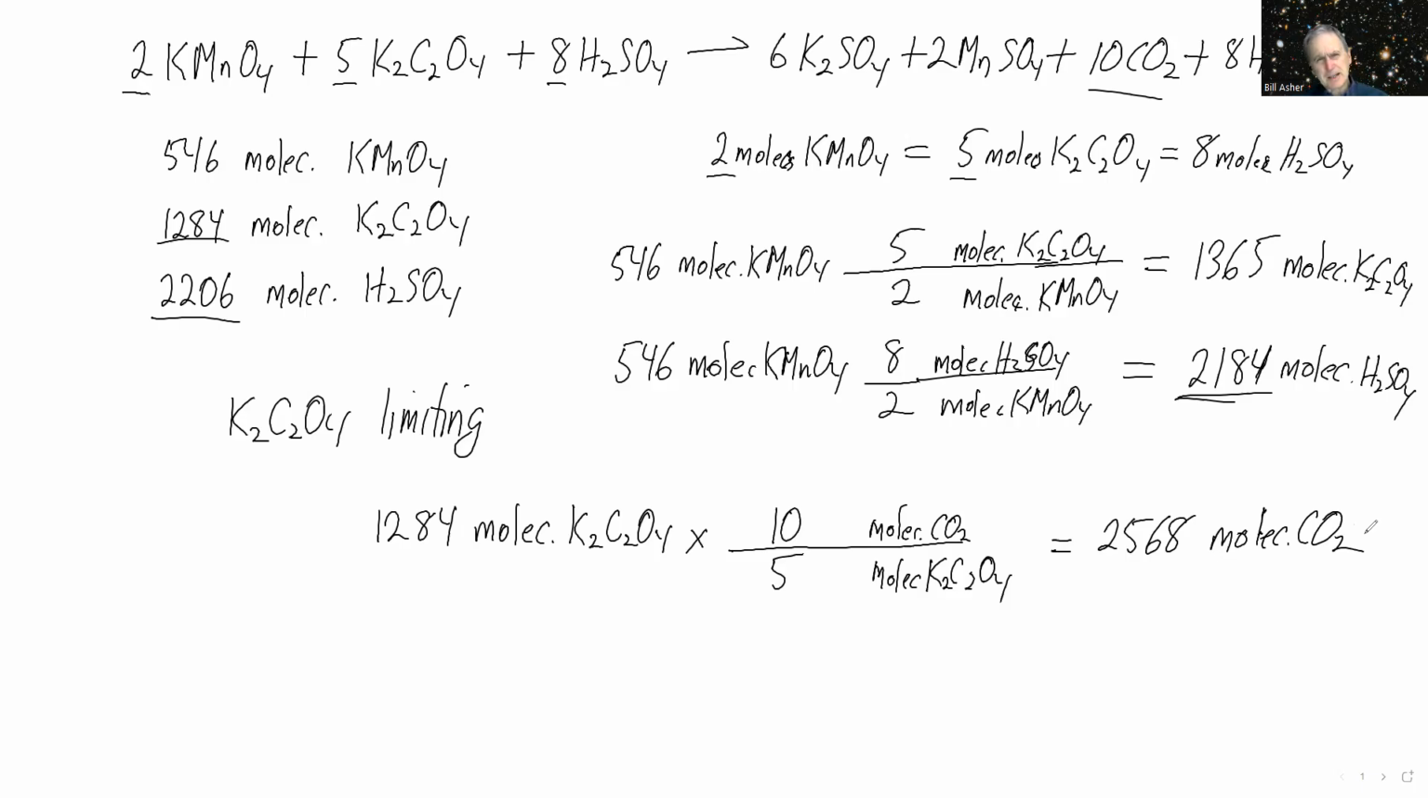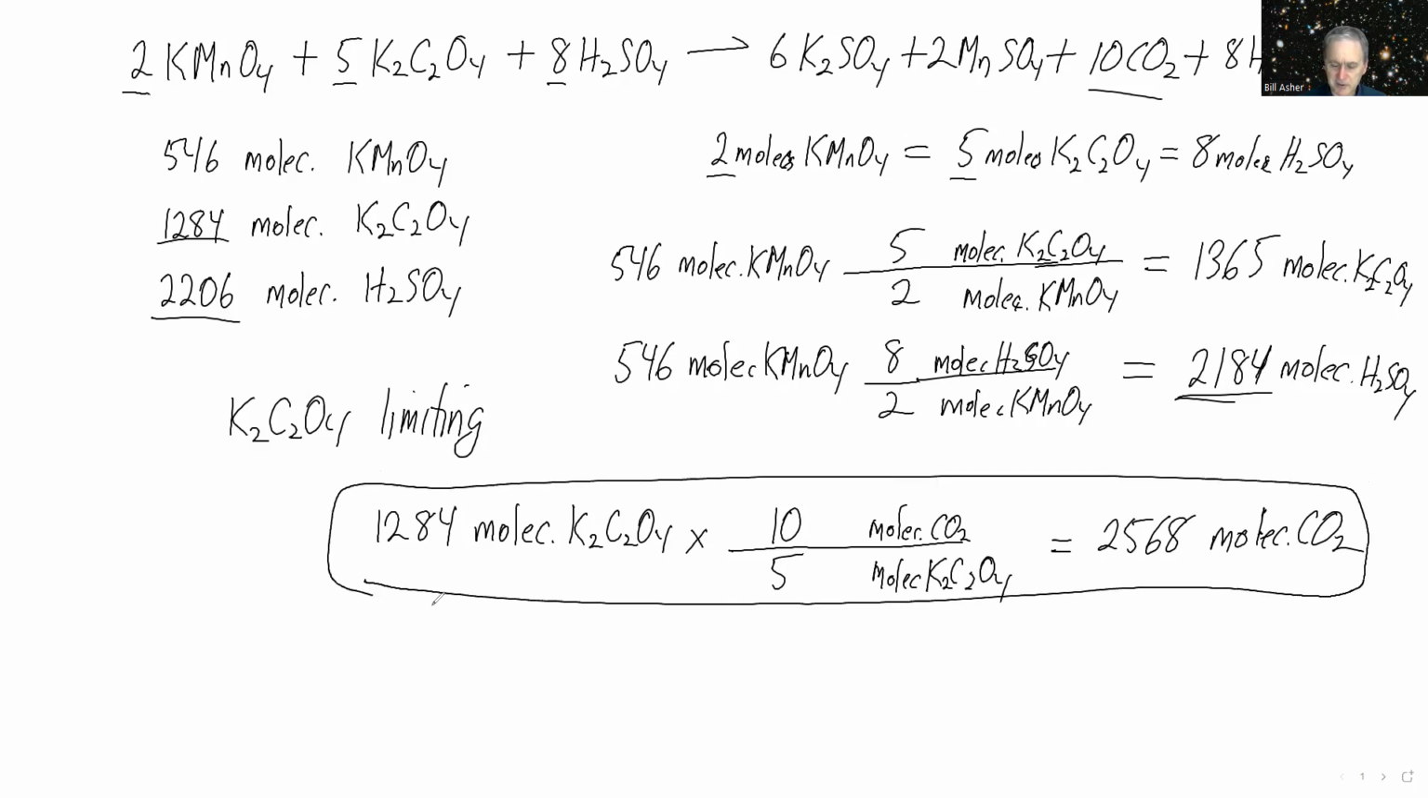Now, that's the quick and dirty way, and it's almost always going to be pretty close to right. But you have to keep in mind that with the coefficient ratio of 5 to 2, there might not be an even number of K2C2O4s that will react with 546 molecules of KMnO4. For the purposes of this problem, it's a good enough answer: 2,568 molecules of CO2 are produced.